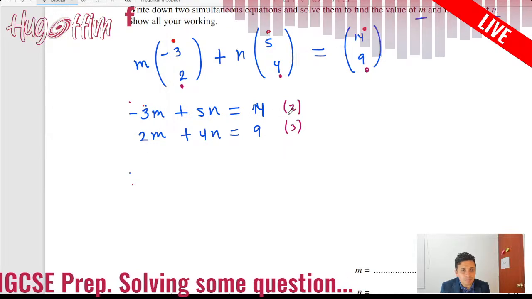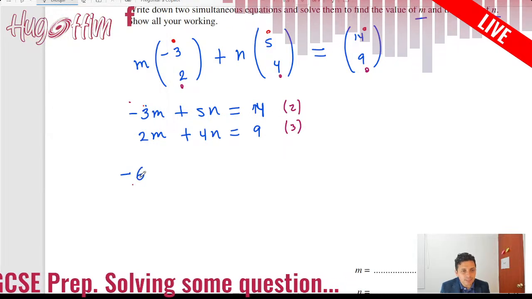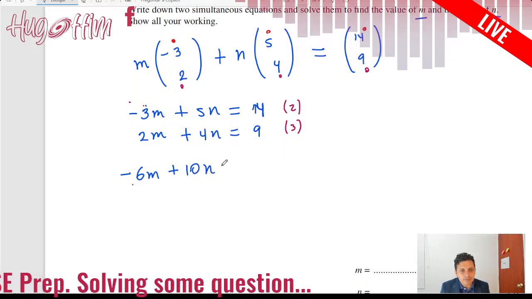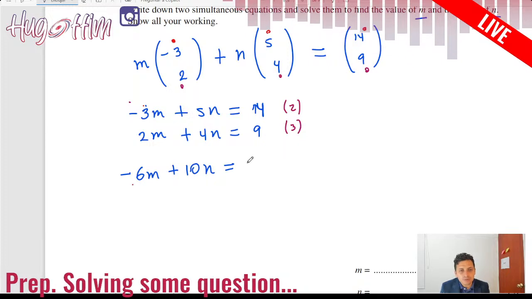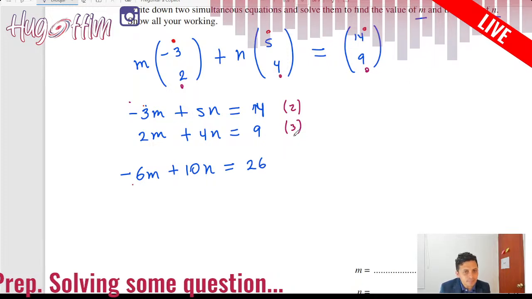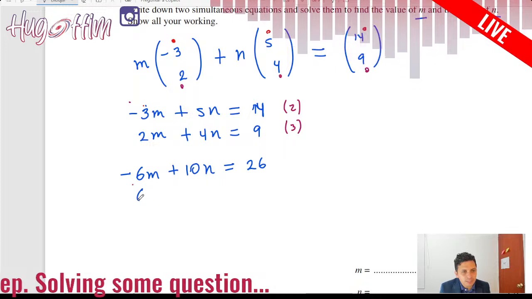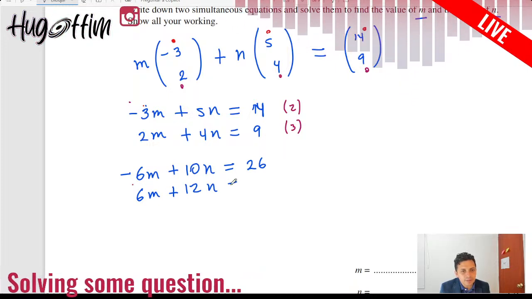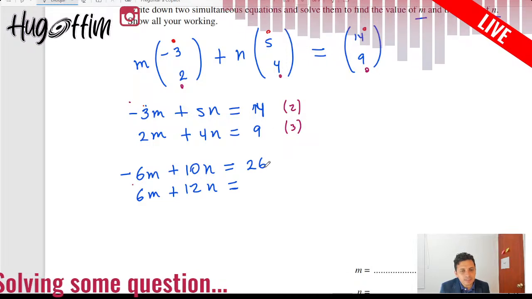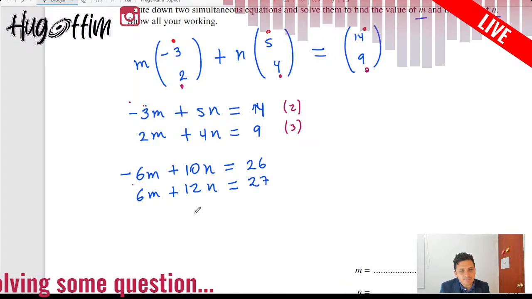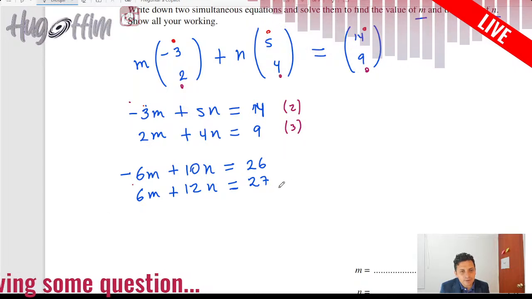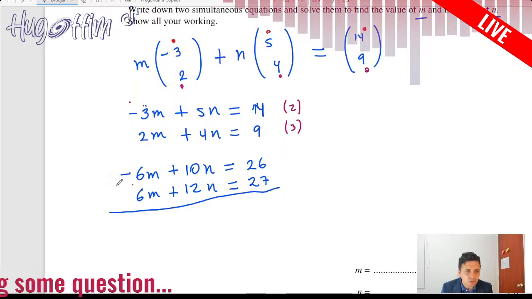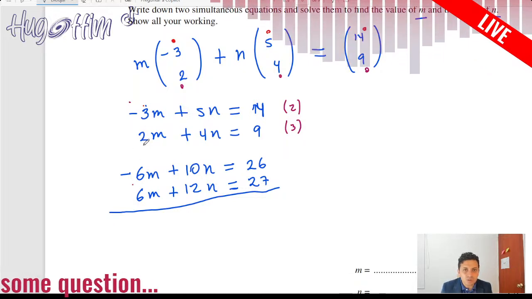So I'm just going to multiply. 2 times negative 3 is negative 6m plus 2 times 5, that is 10n, equals 14 times 2, that is 26. And now 3 times 2 is 6m plus 3 times 4, that is 12n, equals 3 times 9, that is 27. Okay, I already have my structure. I just need to add these two.